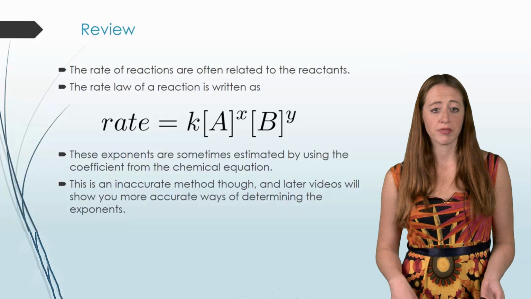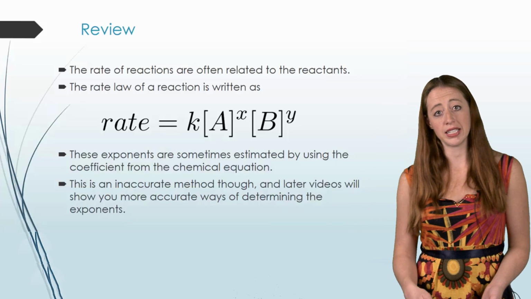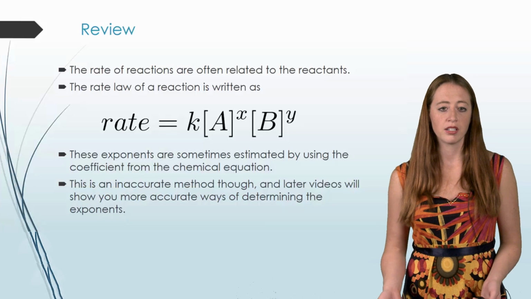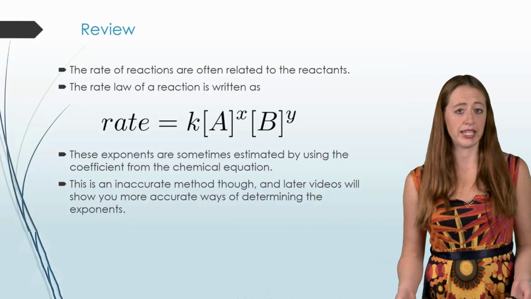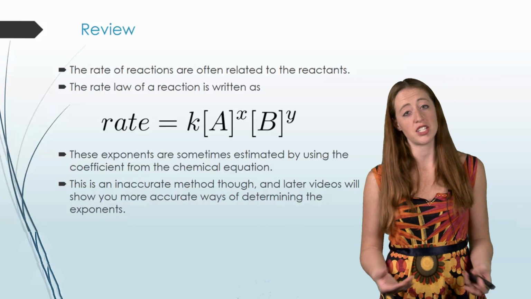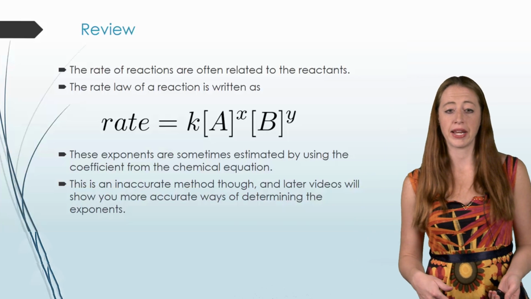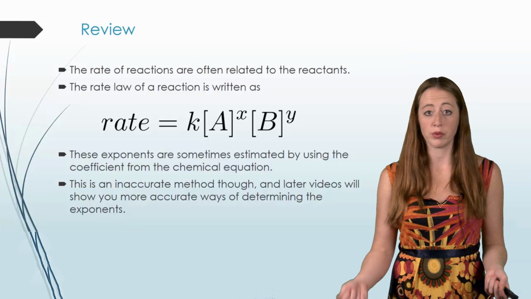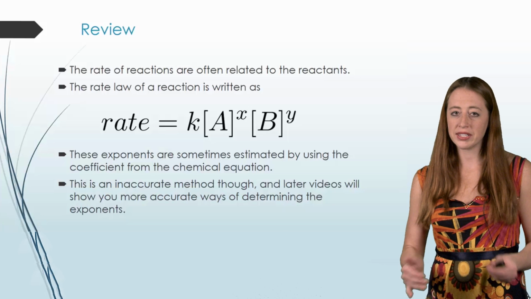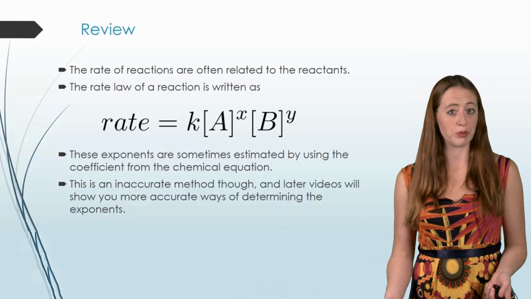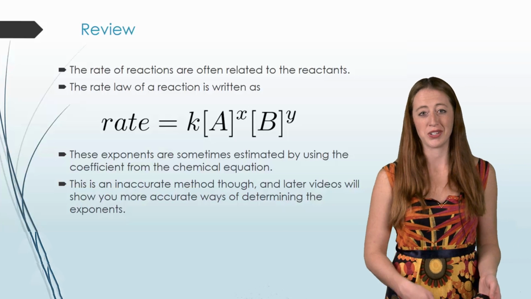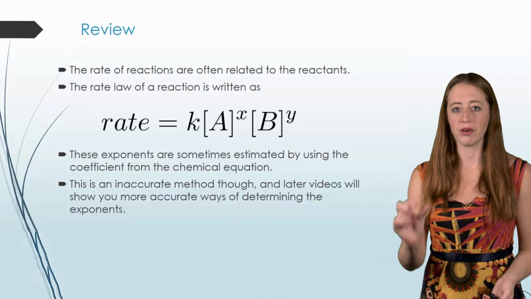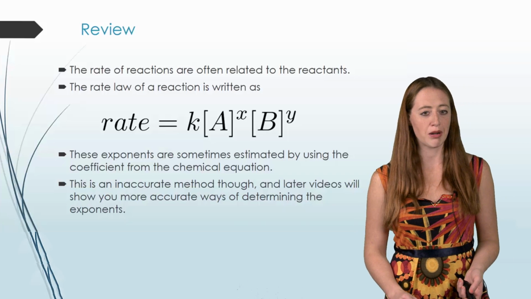So as a quick review, the rate of reaction is often related to the reactants, sometimes all of them, sometimes one, sometimes just a few. The rate of the reaction can be written as, and I kept the generic formula where we just have A and B as reactants, the rate equals some constant, which we call K, times each of the reactants raised to a random coefficient. Now, what that coefficient is can be determined many different ways, the least accurate of which I showed you how to do here, which is to raise it to the power of the stoichiometric coefficient, or in other words, the coefficient in the balanced reaction. And we'll talk about more ways to do that next time.